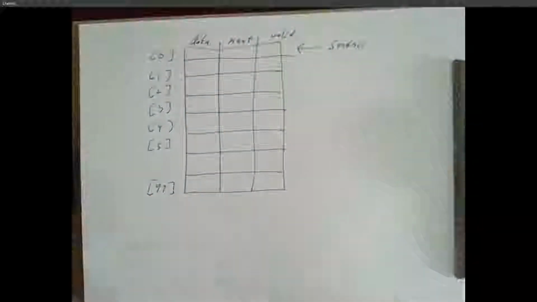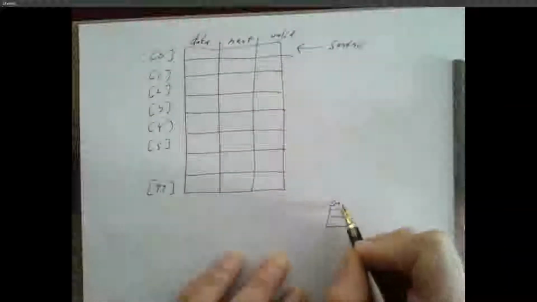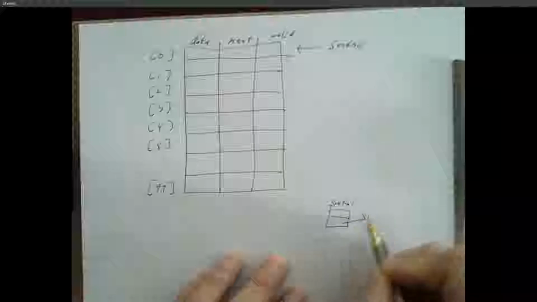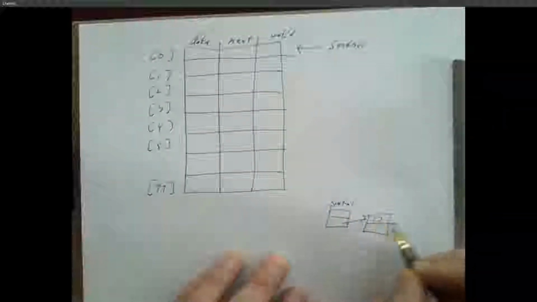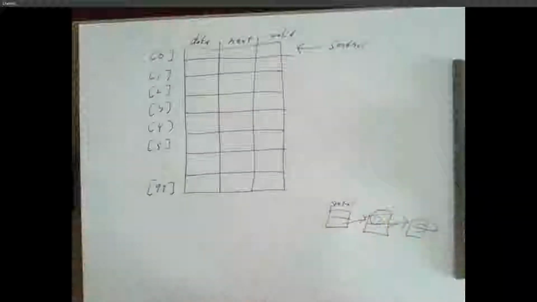So for example, suppose your list looks like this. Here's your sentinel, and it points to a 17, and that points to something else, and so on. You want your function to return 17.